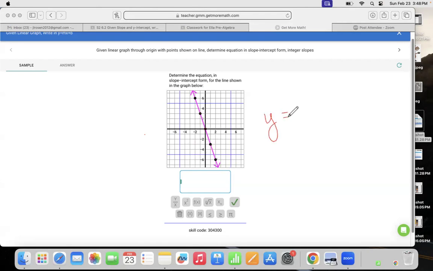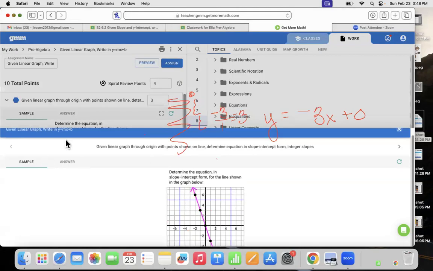So again, this is y equals our m. This is the first time I touch my line here. It's going downward, so it's negative slope. 1, 2, 3 over 1. It's going to be a constant pattern. And negative 3 over 1 equals negative 3. So our slope is negative 3. And then our y-intercept is 0. So it's just going to be y equals negative 3x. Bada bing, bada boom. Okay.